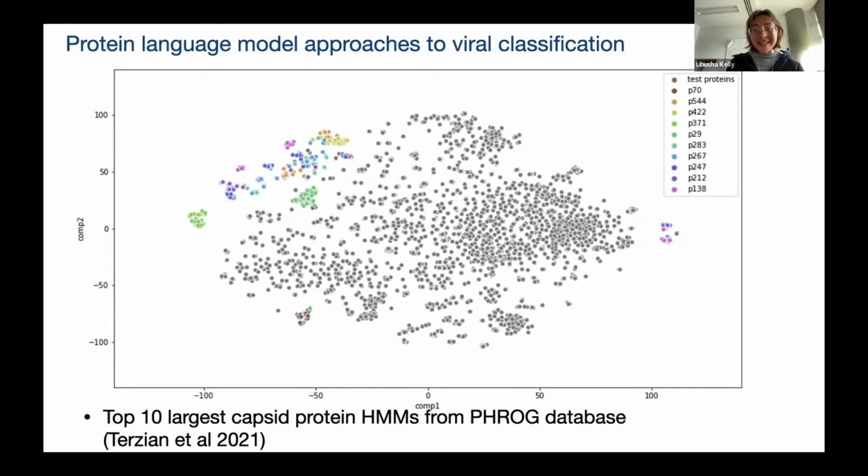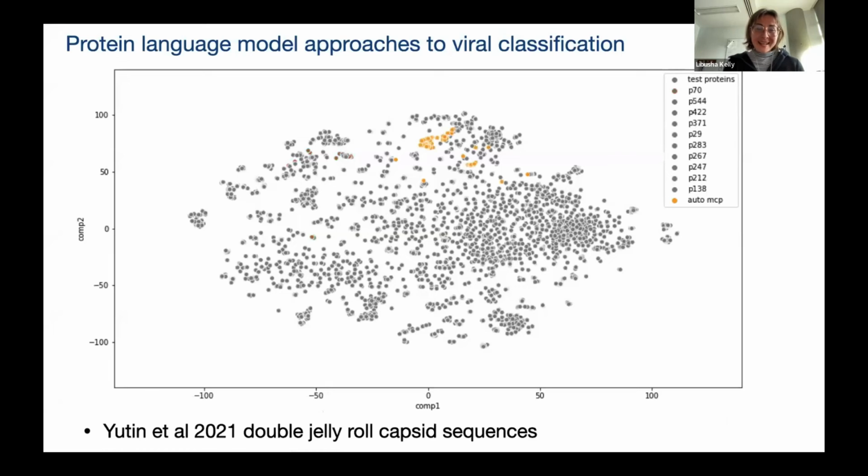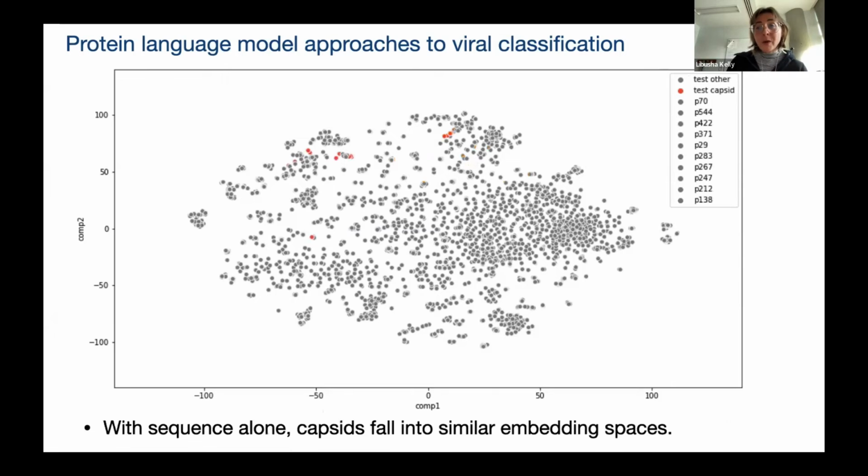Not all of them though, right? You'll notice in that right-hand upper part, these little red ones that look a little bit different than the others. And so now we go to Unterweger and Koonin, who did another paper in 2021 where they identified more double jelly roll capsid sequences, and we asked, where do those fall in this embedding space? And when we compare those to where our sequences are from the Vibrio data set, we can see that by sequence alone, our capsids are falling into similar embedding spaces.